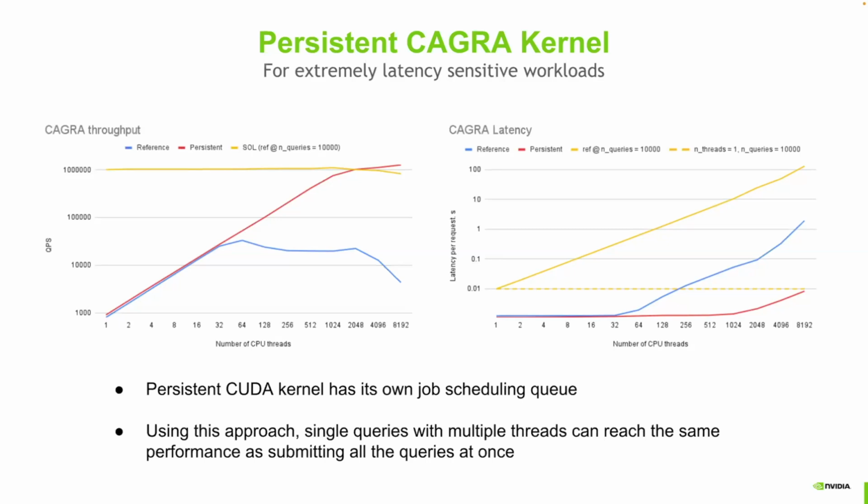The yellow line there is what happens when we submit 10,000 queries at once. The big thing to take away from this slide is that we've managed to get to the point where, submitting in 1024 threads, you can reach the same throughput that you can get by submitting all 10,000 queries at the same time. This is a new thing that we're working on right now. We're hoping to get this integrated into Milvus soon. This is a big deal.